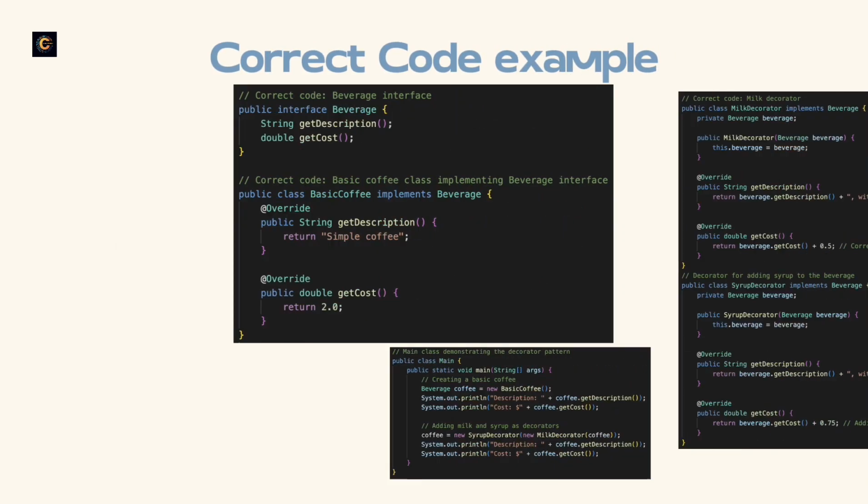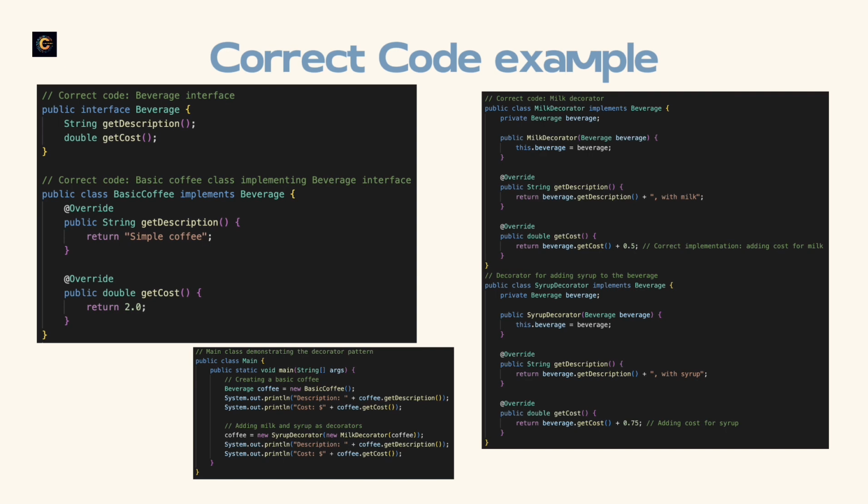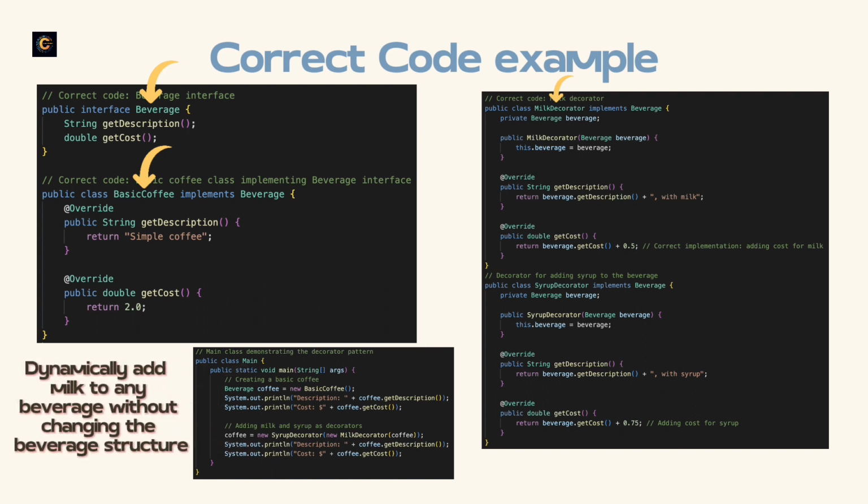Now, let's correct this using the decorator pattern. In this corrected code, we define a beverage interface representing our basic coffee. Then we create a concrete implementation called basic coffee. Now, to add milk as a decorator, we create a milk decorator class that implements the beverage interface. This way, we can dynamically add milk to any beverage without altering its structure. And the same thing happens with the syrup decorator.